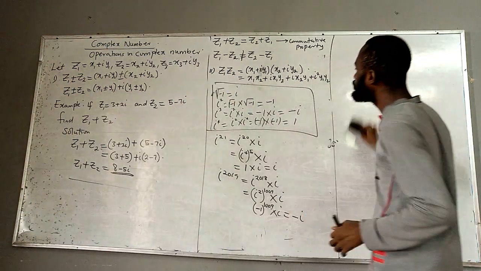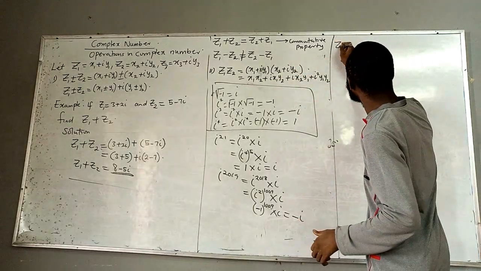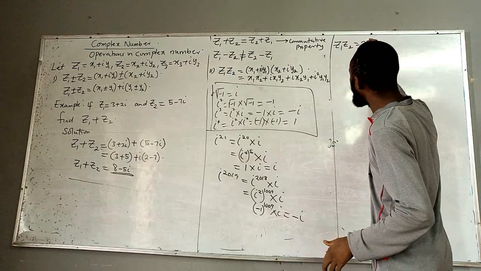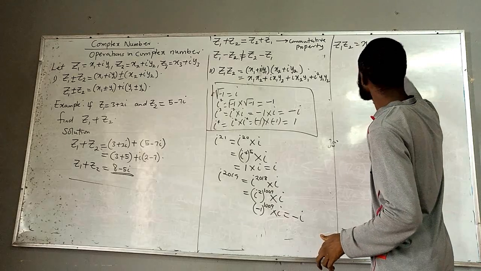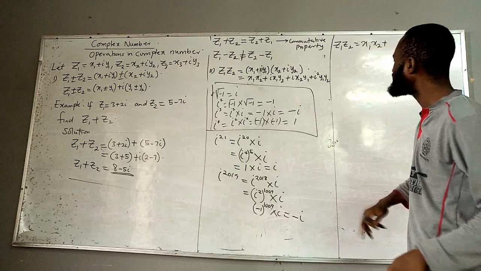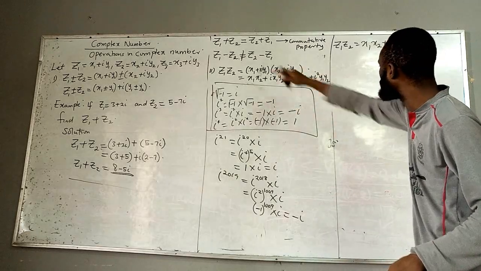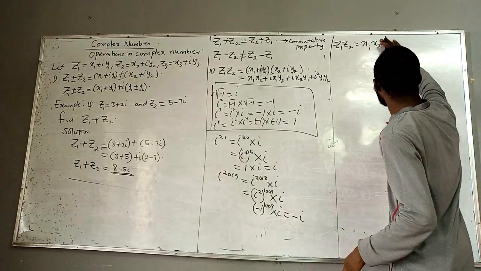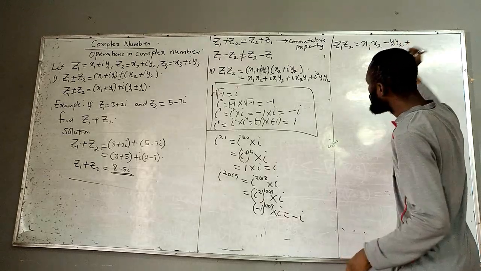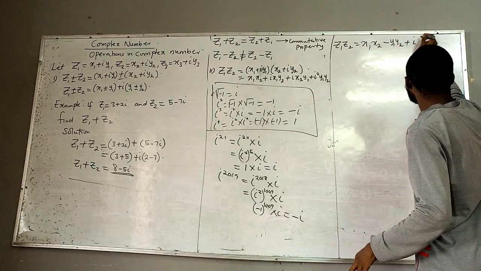Now, let's go back to what we are doing. From that knowledge, you can see that Z1 Z2 will now be equal to what? We have X1 X2 plus, look at it now, this i squared is what? Minus 1. It means this part will now turn to a real part. There won't be that i again. Then I can combine it with X1 X2, then I can write it as minus Y1 Y2 plus, since I have two imaginary parts, I can bring out the i, and I say what?